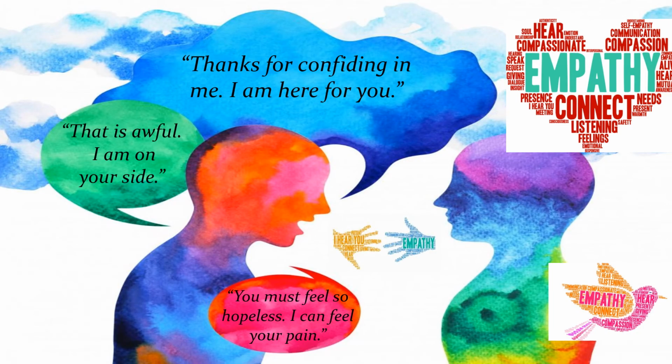Someone says to you, I'm sad, and you say, oh, don't be sad. Or they say, I'm angry. Oh, stop being angry. That's not empathy. When we have empathy, we can put ourselves in the other person's place and say something like, thanks for confiding in me and trusting in me. I'm here for you. Or, oh, that is just awful. That's terrible what you're going through. I'm on your side. Or, you must feel so hopeless in this situation. I can feel your pain. That shows empathy.